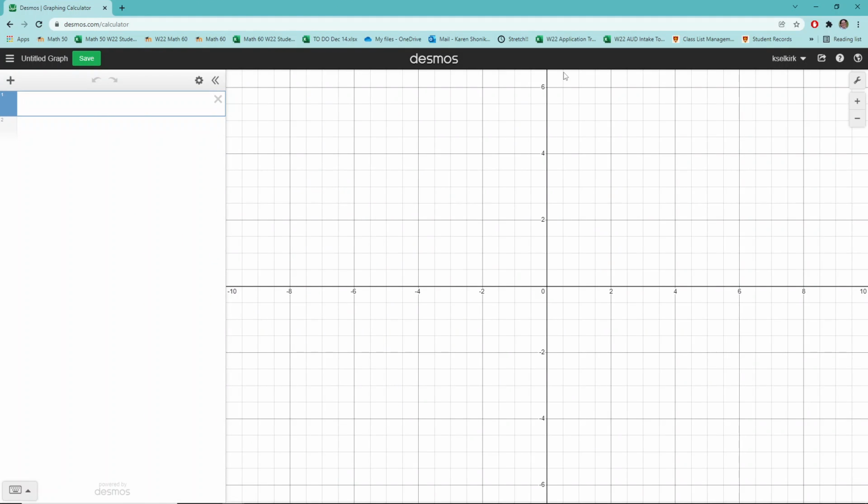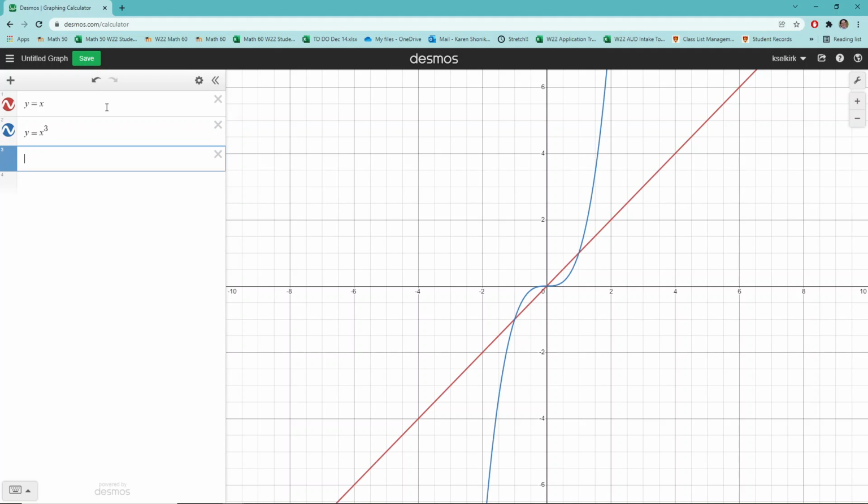I'm going to show you a Desmos demonstration. So I'm going to show you a bunch of odd graphs. I'm going to start with just y equals x, right? That's an exponent of 1. That's an odd degree. y equals x cubed. That's another odd degree. We could go y equals x to the 5. That's another odd degree. We could do y equals x to the 7, right?